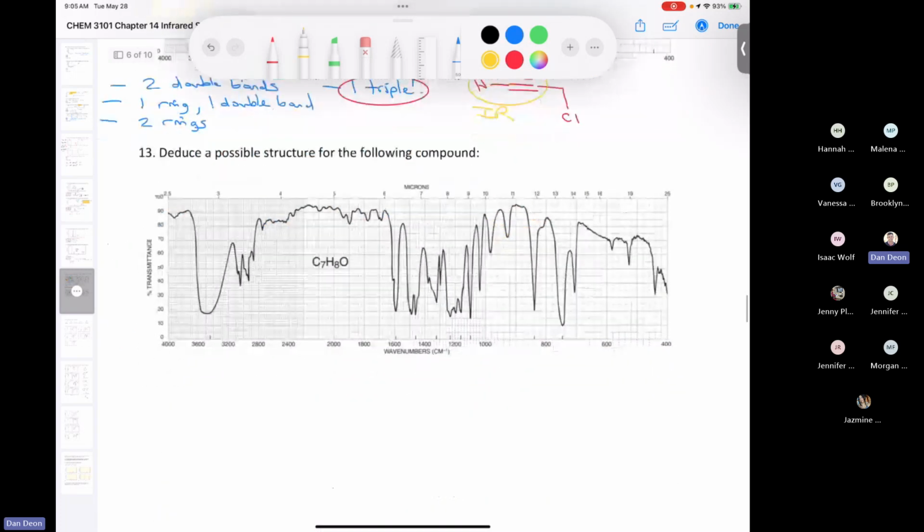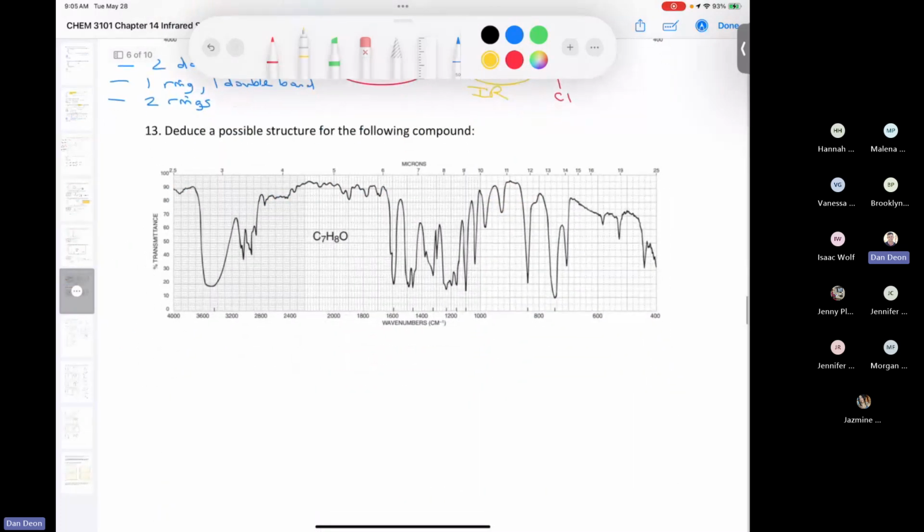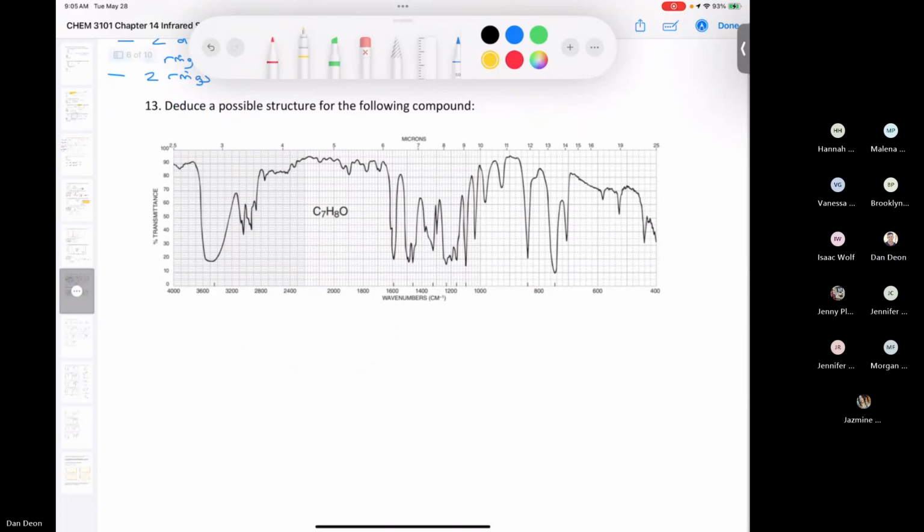All right, next one. Oh boy. Anybody recognize any functional groups in 13? I bet you do. Yeah, thanks, Isaac. There's an alcohol in this compound, isn't there? Absolutely. I'll trace it out here, Isaac. So this is our strong OH stretch for an alcohol.